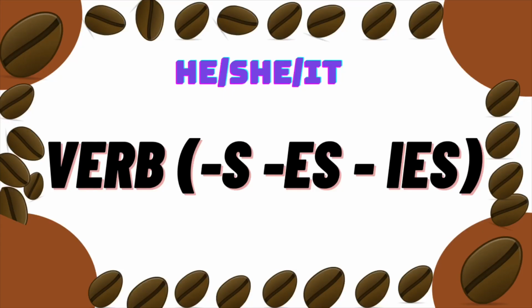So we need to remember that we build positive sentences in a similar way, with an exception when the subject is the third person singular, which is he, she, or it. In that case, you need to add an ending s or es or ies to the verb. As simple as that. Let's look at some examples.